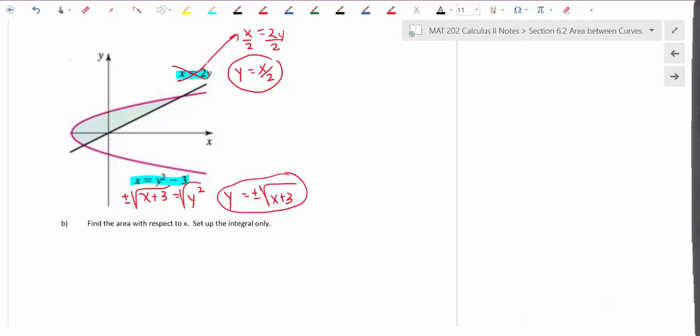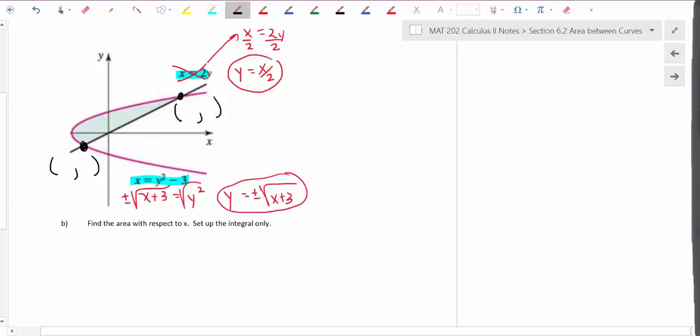And now what we need to do is figure out how we're going to break up this region. Of course, you have to look at the intersection points, so we need to find these two intersection points. Then we have to think about how we break this up. We also need to find the vertex of this parabola.